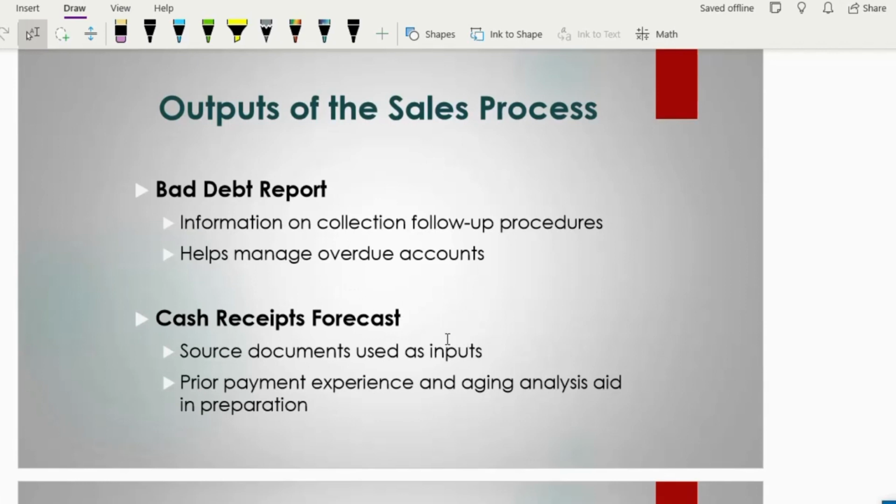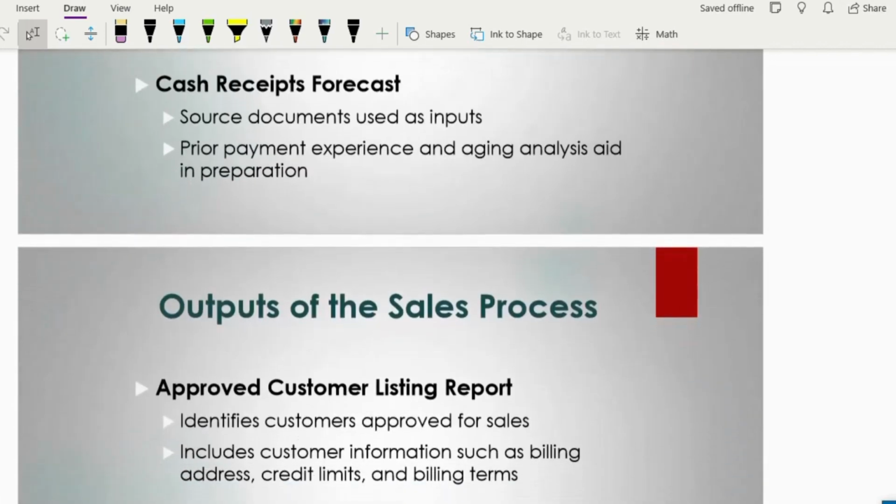So all the receivables will be here, so we can just check how much money we are expecting in the future. And also aging analysis can help us in preparation of this. So this is all about the sales process inputs and outputs.